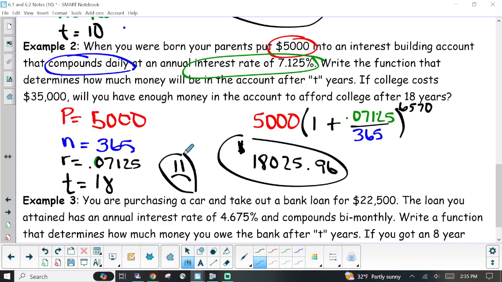I'm going to community college. That's cool. There's nothing wrong with community college. It was more expensive. $18,000 is still a lot of money.